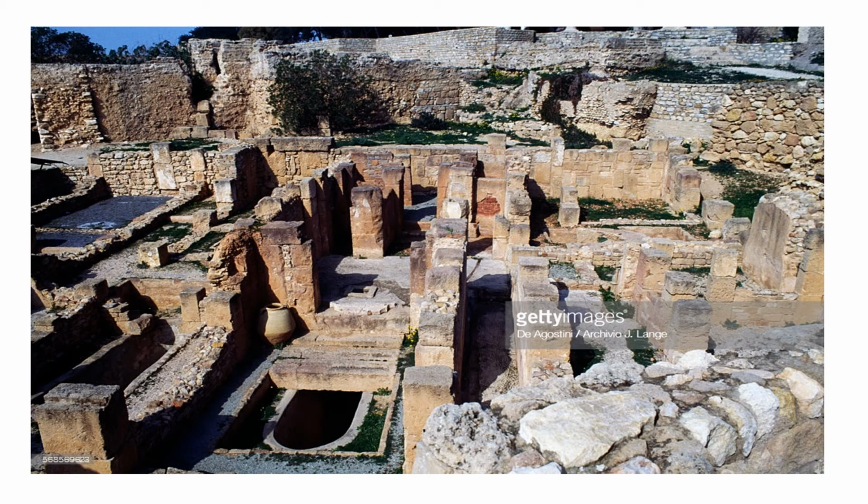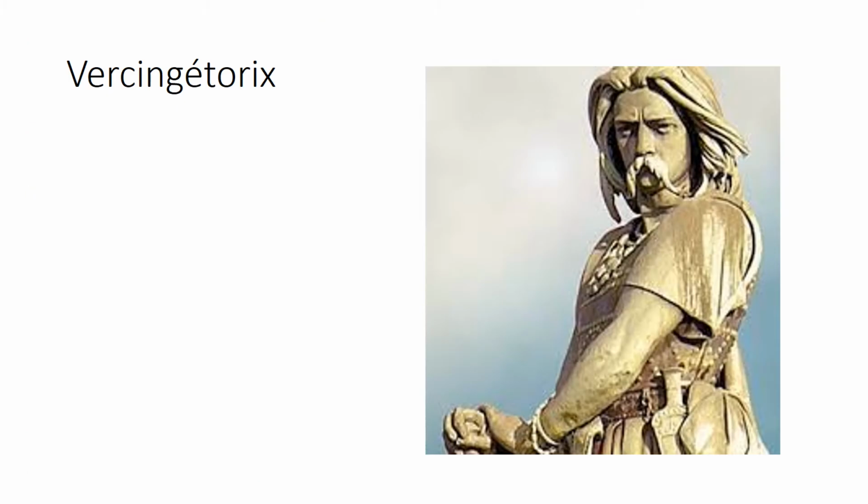This slide is pictures of the ruins of Carthage, which is essentially all that remains of the Carthage Empire today. This guy is very important. So when we get into the early beginnings of France, we have Vercingetorix.